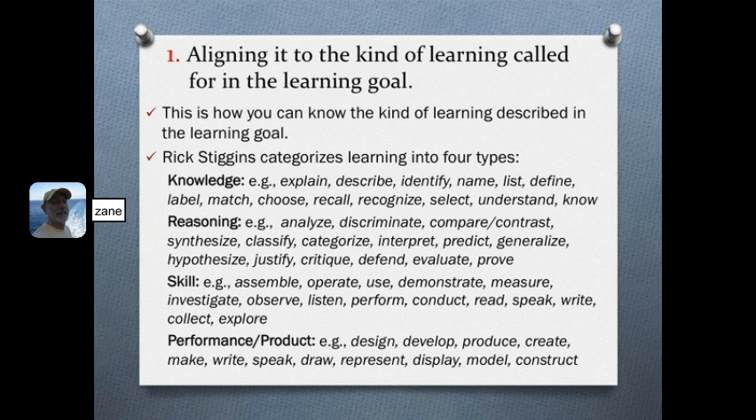Consideration number one, aligning it to the kind of learning called for in the learning goal. This is how you can know the kind of learning described in the learning goal. Rick Stiggins categorizes learning into 4 types. Knowledge, for example, explain, describe, identify, name, and so on. Reasoning, for example, analyze, discriminate, compare and contrast, synthesize, and so on. Skill, for example, assemble, operate, use, demonstrate, and so on. And performance product, for example, design, develop, produce, create, and so on.